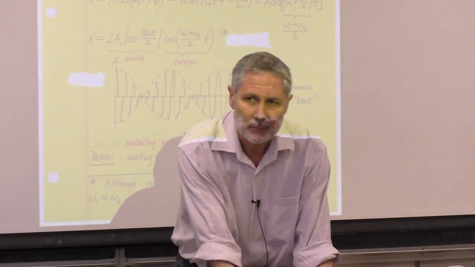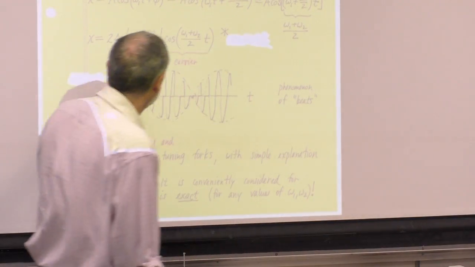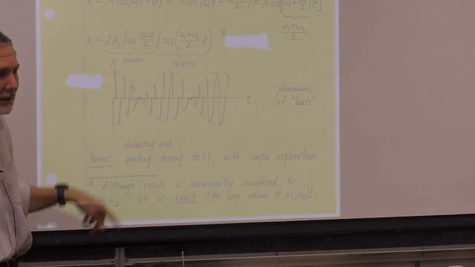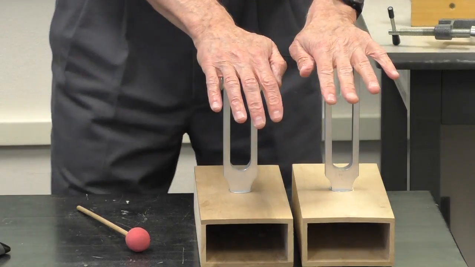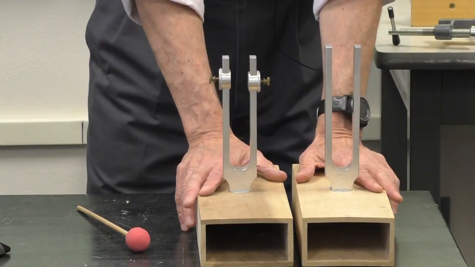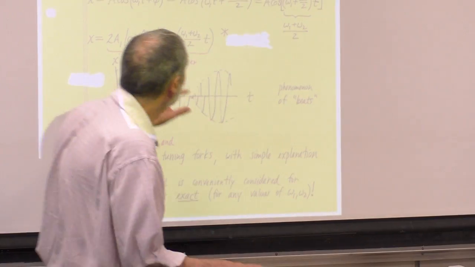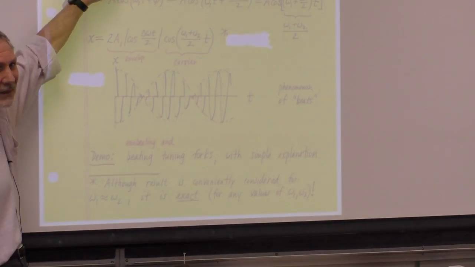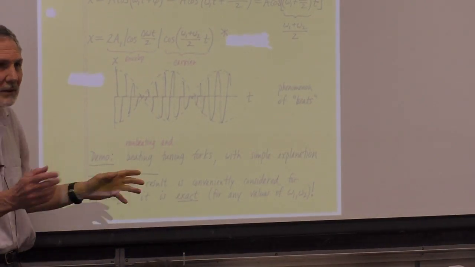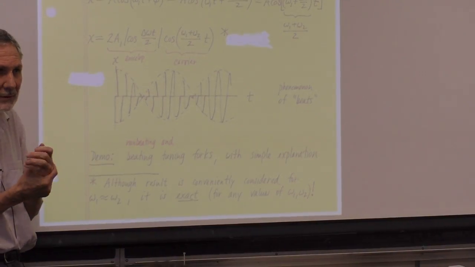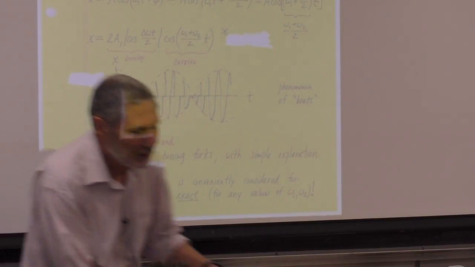You can clearly hear the beats, right? Now, we're not getting the same amplitude, so it's not perfect. What's interesting about this is we have two oscillators here. How do we reconcile this with our analysis? This is a single oscillator going at two different frequencies. What's happening here is this.